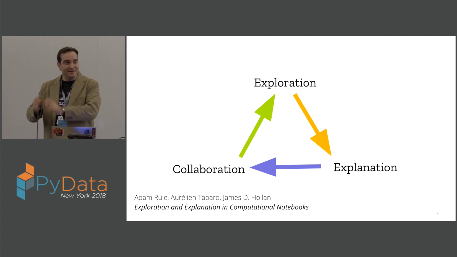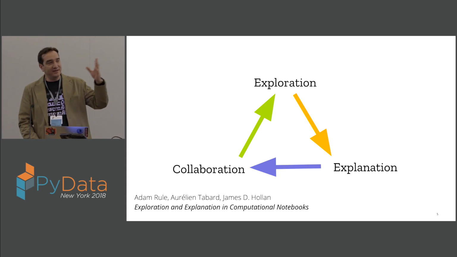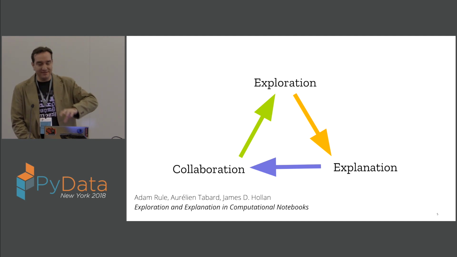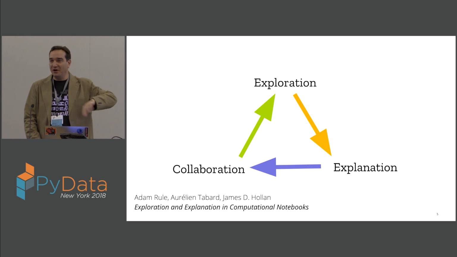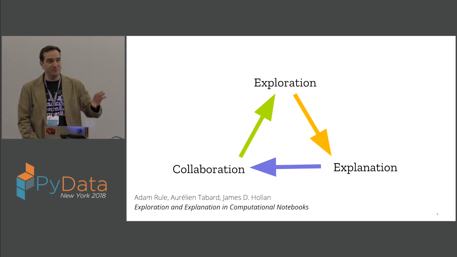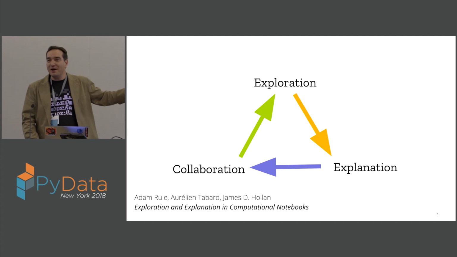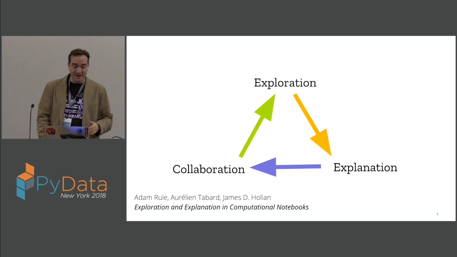Things get built, explained, and then thrown away, where it would be much nicer to have a cycle that sort of connects all of the different phases of data science, the exploration, explanation, and collaboration, and keeps it going all in one system without any friction between these things. This diagram is not my own. It's shamelessly stolen from a paper by Adam Rule and others called Exploration and Explanation in Computational Notebooks.